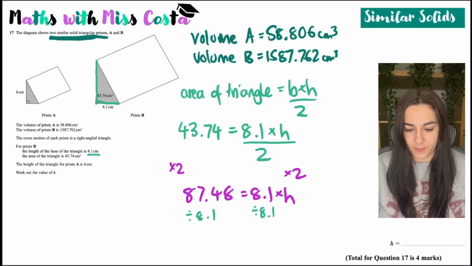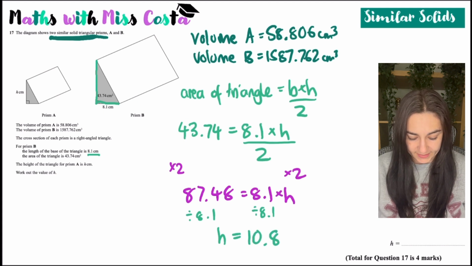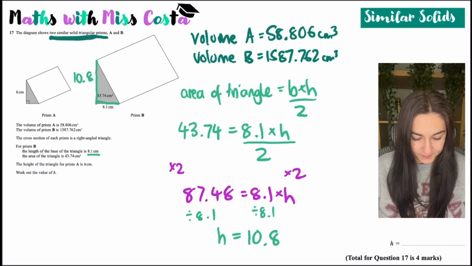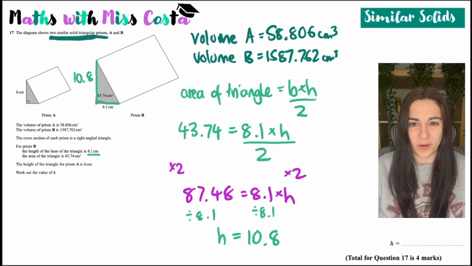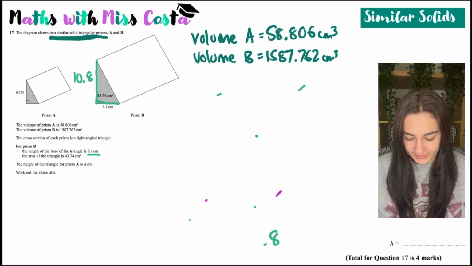And that would give me 10.8. So the height of this must be 10.8. Okay, that's going to be important because it's asking me to find the height of the triangle for prism A. So I want to have my point of comparison. So let's look at what's happening.